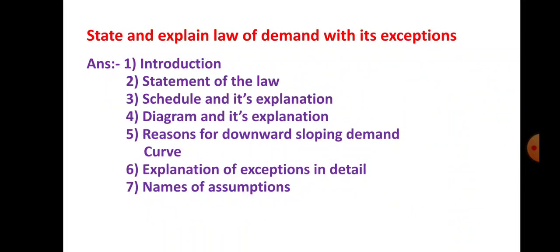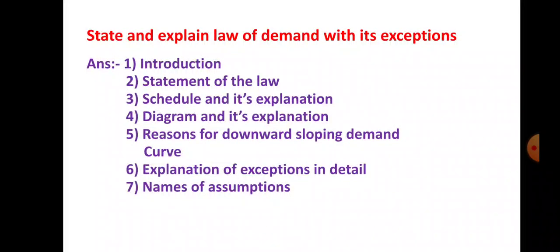Let us see the next essay type question. State and explain law of demand with its exceptions. How to write down the answer to this question for 8 marks? Number 1 is introduction point. Number 2 is a statement of the law. Number 3 is an explanation of law of demand with the help of schedule and its explanation. Number 4 is explanation of law of demand with the help of diagram and its explanation. Number 5 is why demand curve slopes downward from left to right. You have to explain with the help of reasons. Number 6 is explanation of exceptions in detail, that you have to explain. And finally, you have to write only the names of assumptions. This much you have to write.